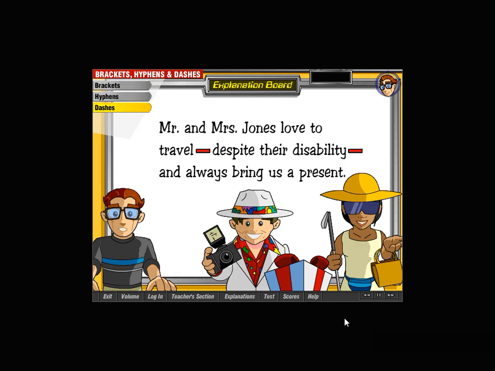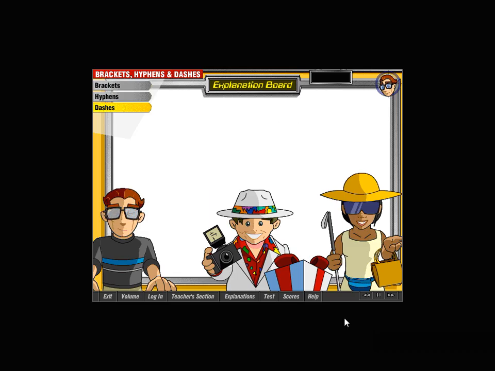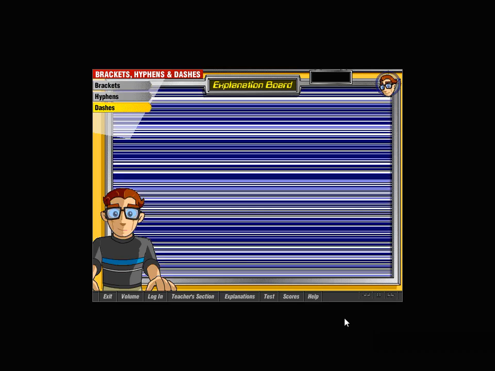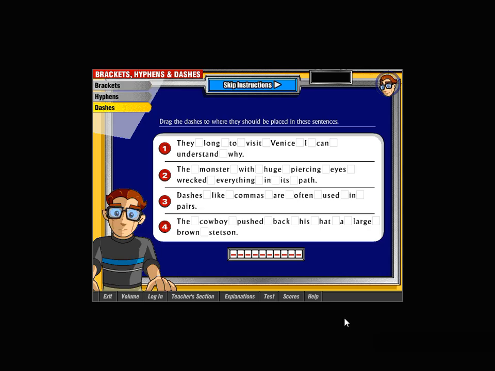You could use commas around despite their disability, or you could even use brackets, but the use of dashes is more dramatic and is used to emphasise that the words within the dashes are important. Hopefully that all makes sense, but to see if you really understand it, try this. Drag the dash to where you think it should go in these sentences. When you're finished, click Done.